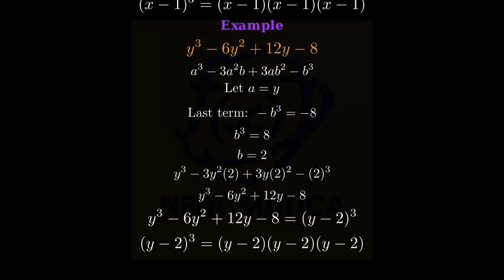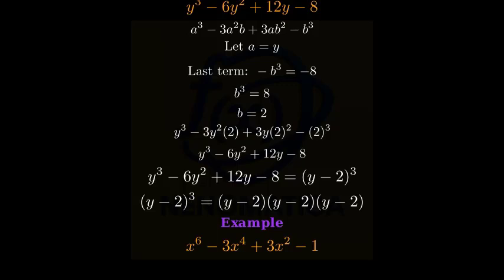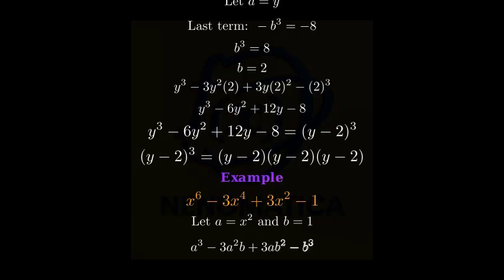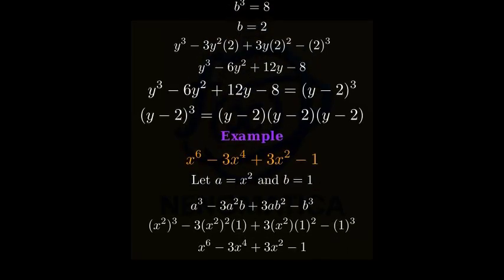Let's try a more challenging example. We need to factorize x to the 6th power minus 3x to the 4th power plus 3x squared minus 1. This doesn't look like our identity at first glance, but let's be creative. What if we substitute a equals x squared and b equals 1? Let's see what happens. Using the identity with these substitutions, we get x squared cubed minus 3 times x squared times 1 plus 3 times x squared times 1 squared minus 1 cubed.